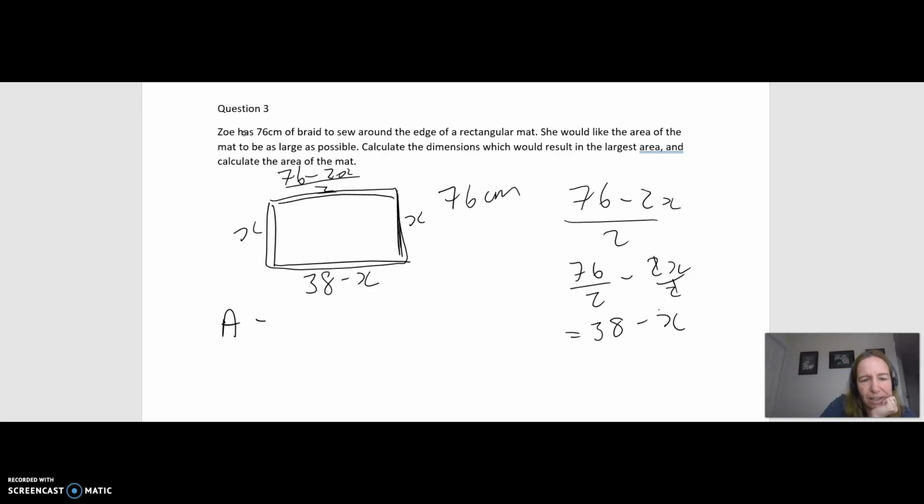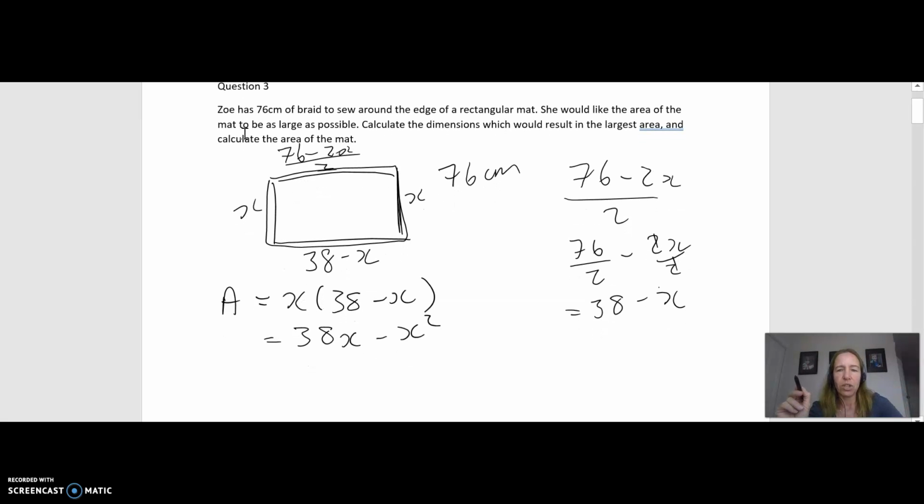So I'm wanting to maximize the area. So area is equal to x times 38 minus x, base times the height. Before I differentiate, I need to get that all as separate terms. So I'm going to have 38x minus x squared.